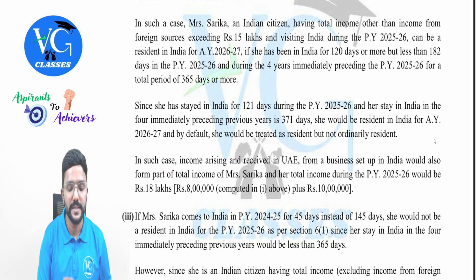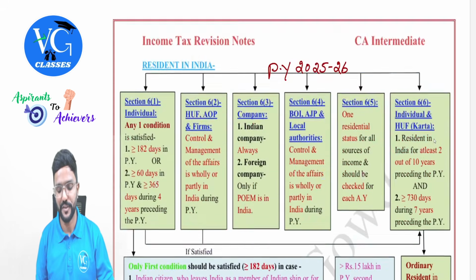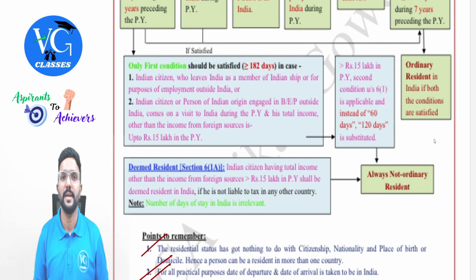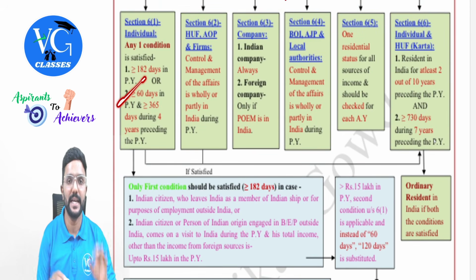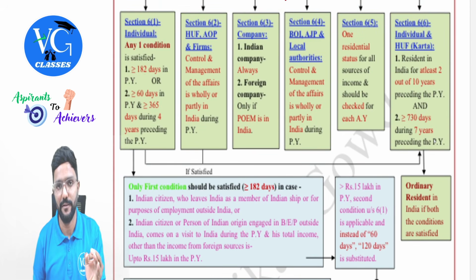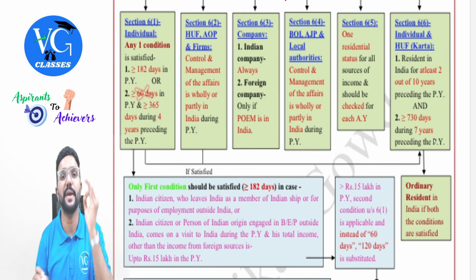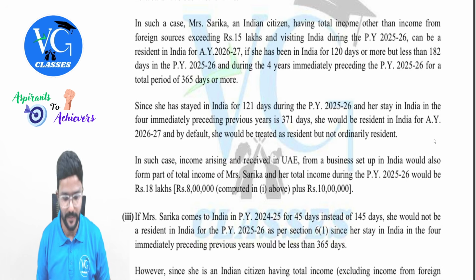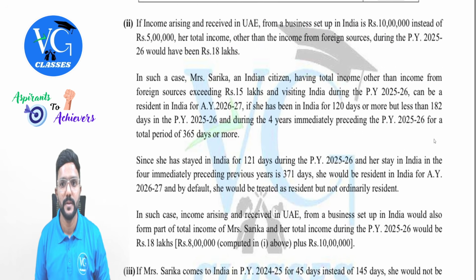Okay. In that case, she will fall under this provision, guys. Total income other than the income from foreign source would be more than 15 lakh. In that case, the second condition is alive. The second condition is applicable. But instead of 60, it would be 120. So you can see.